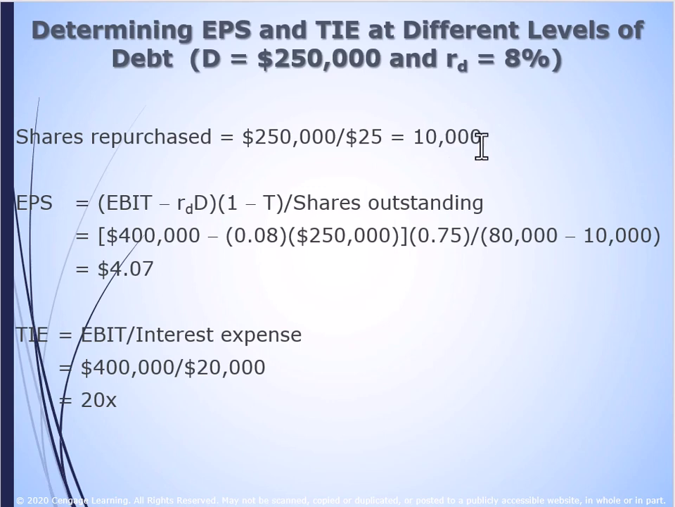So now what's the earnings per share? Well, now we have $400,000 minus interest, 8% of 250,000, that amount in brackets there, multiplied by 1 minus the tax rate. Now divide by the shares outstanding, remembering that now we have 10,000 fewer shares. Earnings per share just increased to $4.07. What about TIE? EBIT divided by the interest expense. We now have interest, so TIE now is at 20 times.